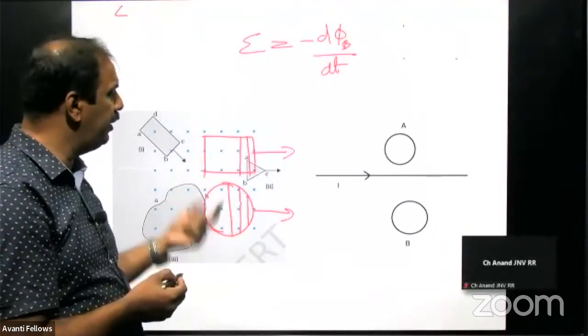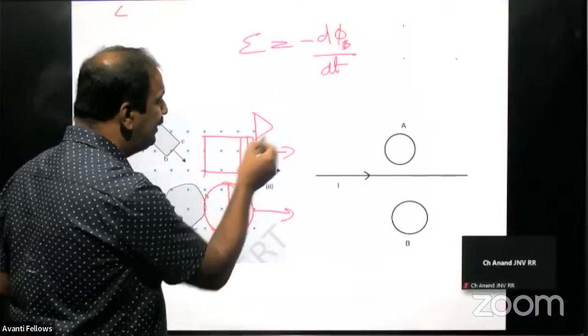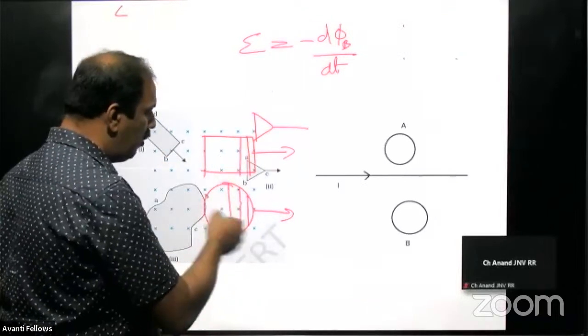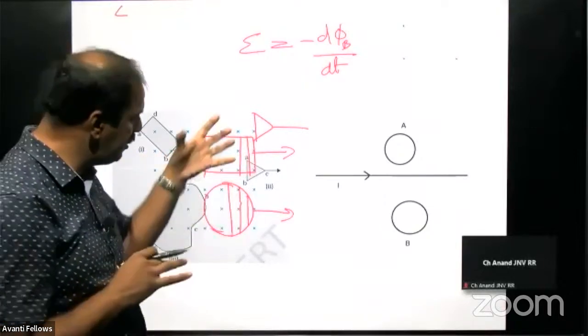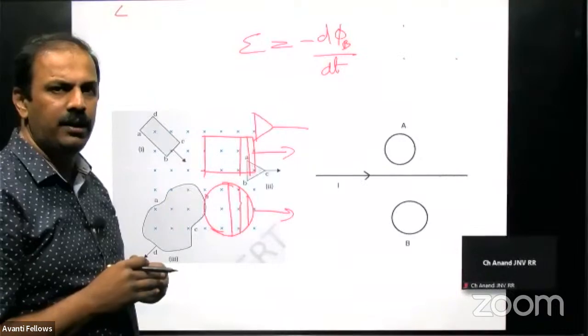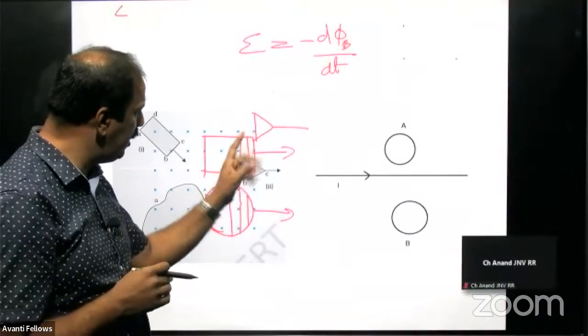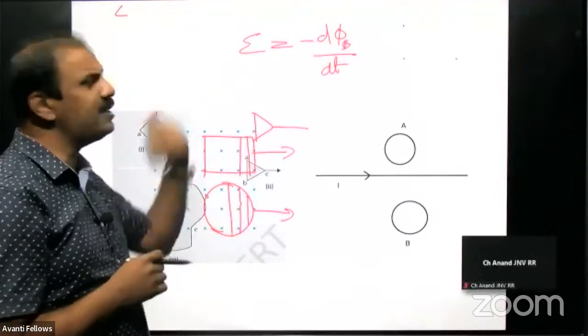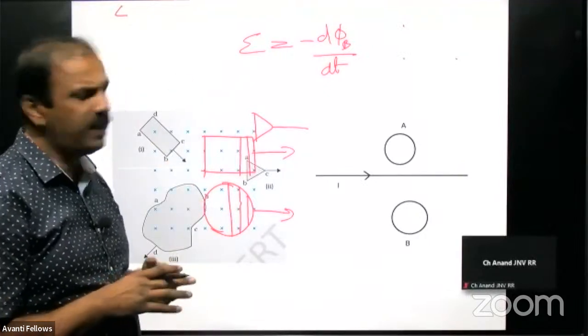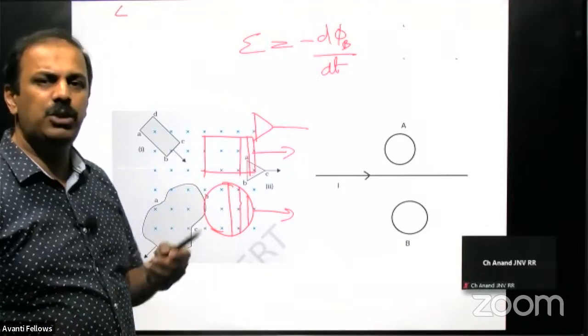So you think about that one. If you have a triangle like this, or a rectangle like this, or a circle like this, there will be a difference. Like this you have to think logically, because here you see the change will always be the same. Here the change is different. So in which case the induced EMF will be more, in which case the induced EMF will be less. Such questions also can come.